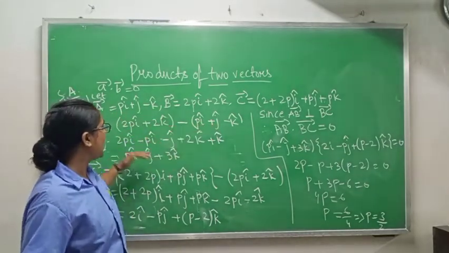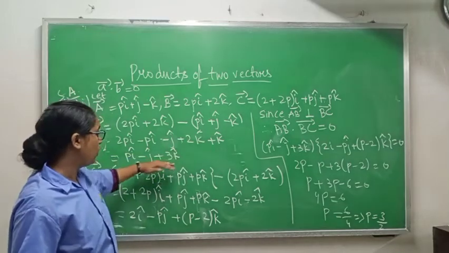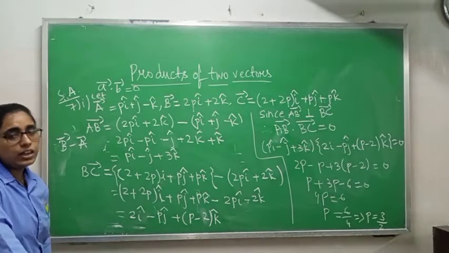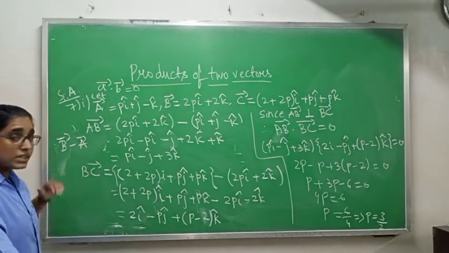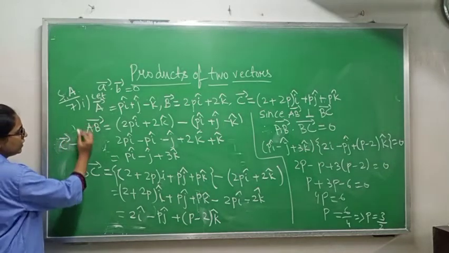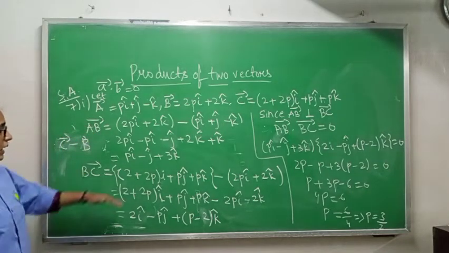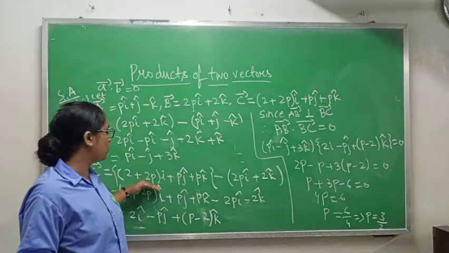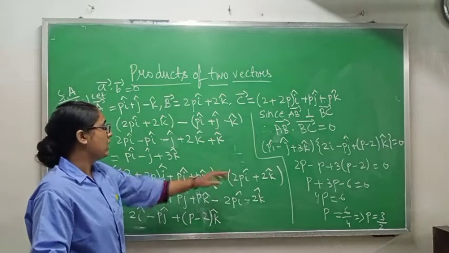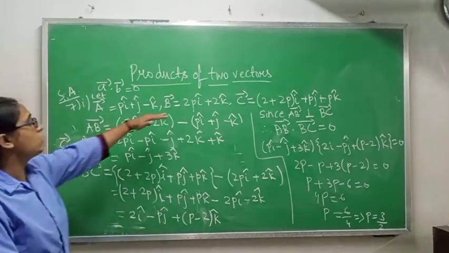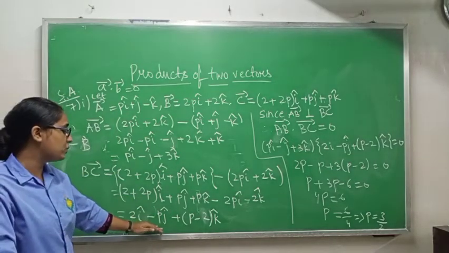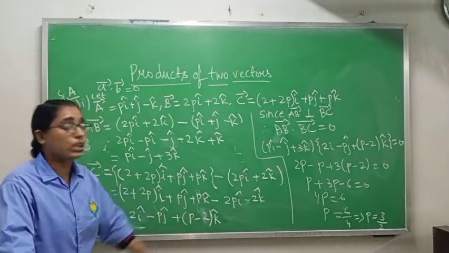When you open the bracket and solve, you will get p i cap minus j cap plus 3k cap. Okay, now you have to find BC vector. BC vector means position of C minus position of B. So first I am writing C, which is 2 plus 2p i cap plus p j cap plus p k cap, minus B. B is 2p i plus 2k. When you open the bracket, you will get 2i cap minus p j cap plus (p minus 2)k cap.